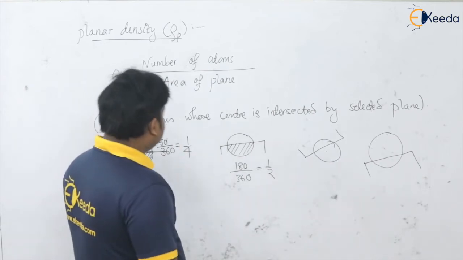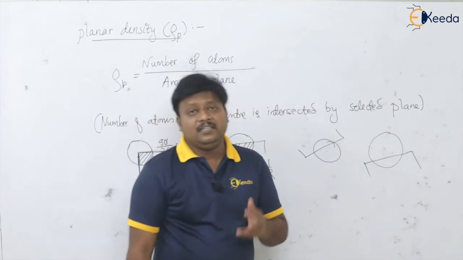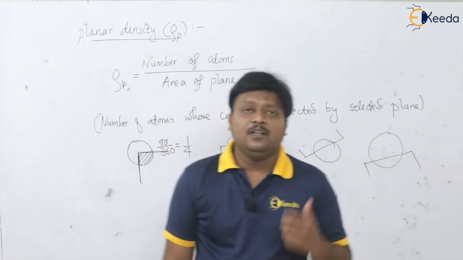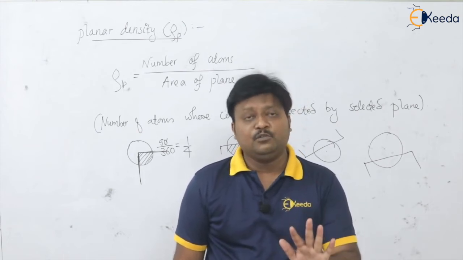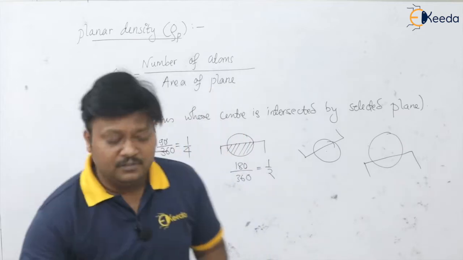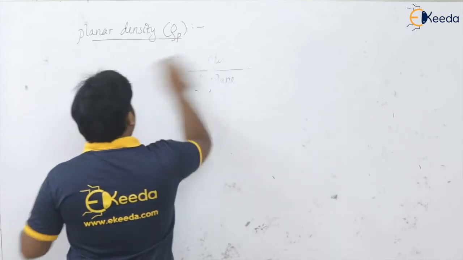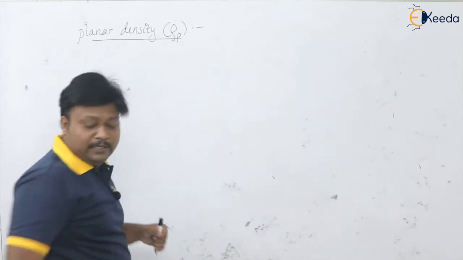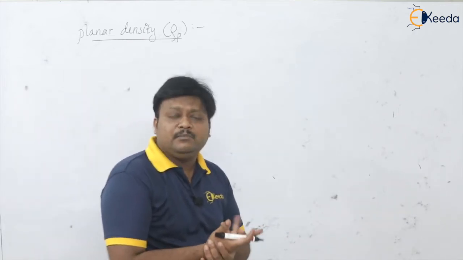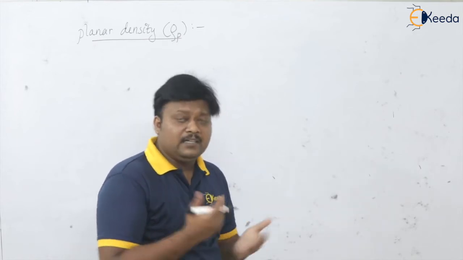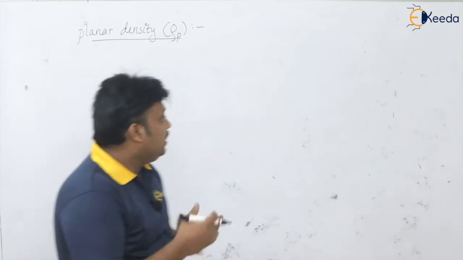So please remember, in this way, for any plane we are able to calculate the planar density. So I am going to calculate for simple cubic, FCC and BCC structures. Let us take the first crystal structure, the simple cubic. So the formula is what? Planar density is equal to the number of atoms divided by the area of the plane. Of course, the area of the plane we will take in mm square. So it is the density, number of atoms per unit area, per mm square.